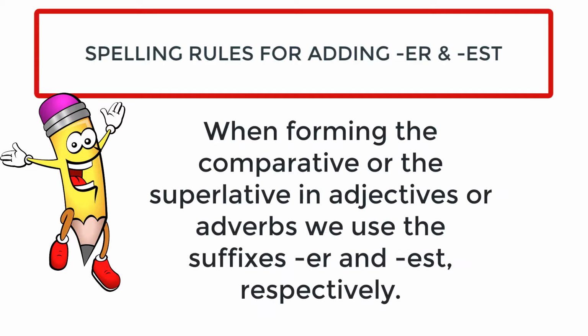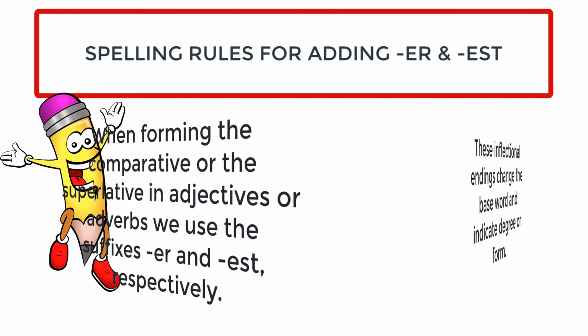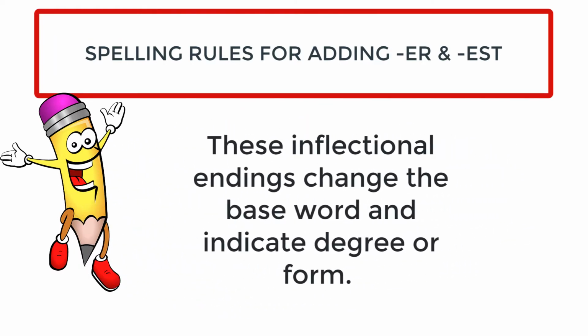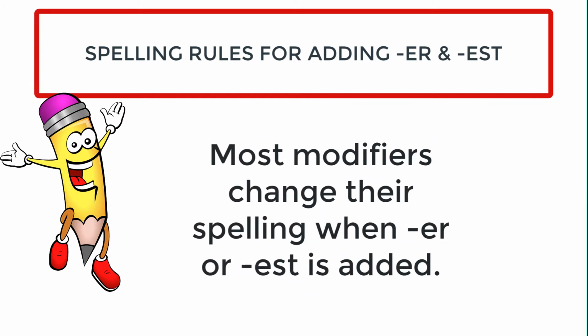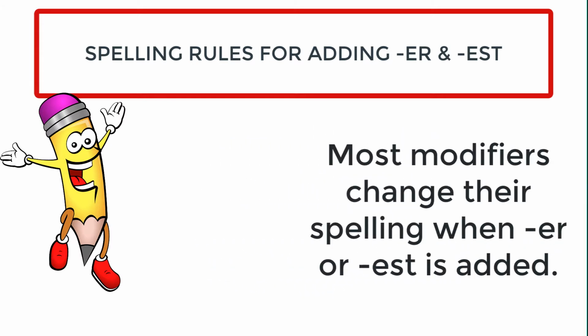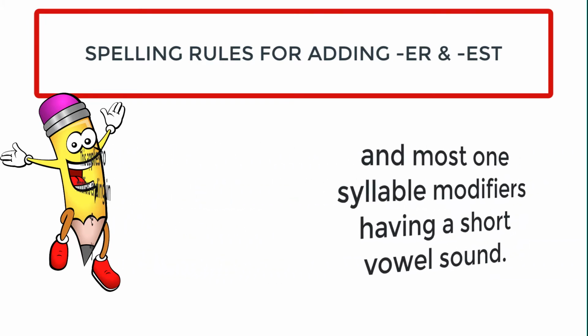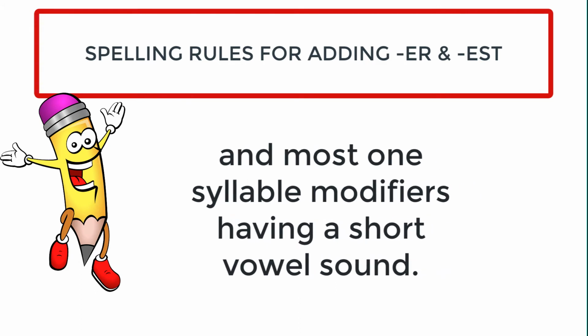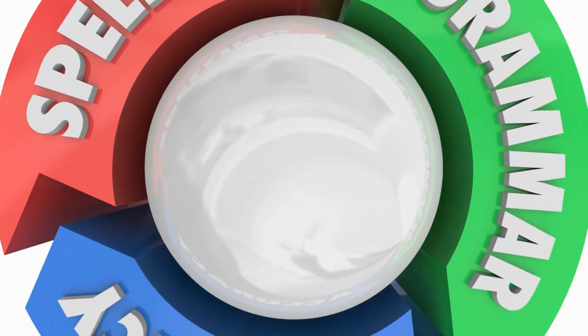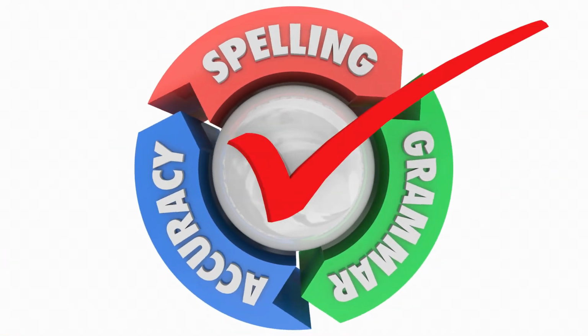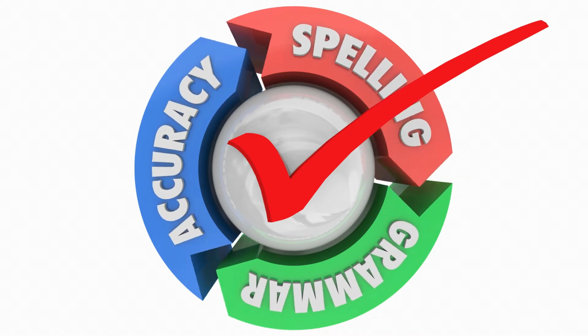When forming the comparative or superlative in adjectives or adverbs, we use the suffixes er and est respectively. These inflectional endings change the base word and indicate degree or form. Most modifiers change their spelling when er or est is added, and this applies to modifiers ending in e, y, and most one-syllable modifiers that have a short vowel sound. Let's look at these rules of spelling as they apply when we make the comparative and the superlative degree.